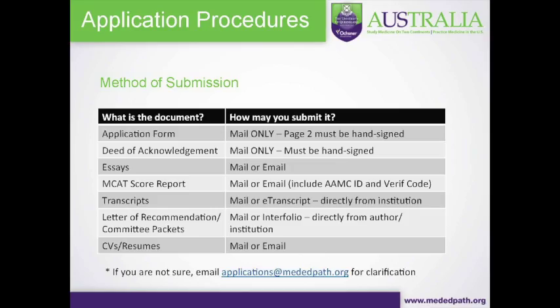I get a lot of questions about how to submit each piece of the application, so I've included this little cheat sheet. The application form and the deed of acknowledgement and consent must be submitted via mail only, as we need to see the original hand signature. Essays, MCAT score reports, and resumes may be submitted via mail or email. Transcripts and letters of recommendation may be submitted via mail or email, but they must be sent directly from the institution or author to be considered official. If you're not sure about a specific document, please email me at any time.